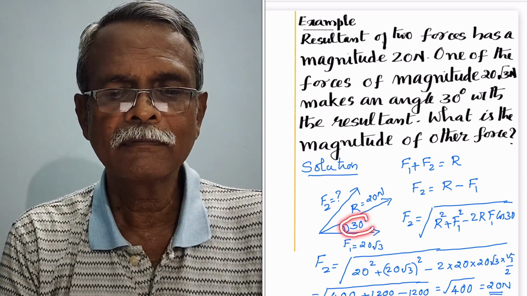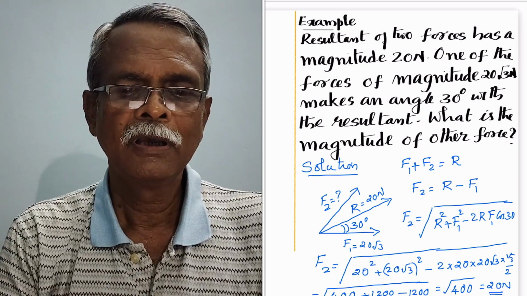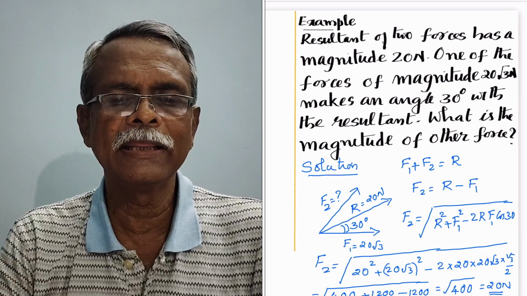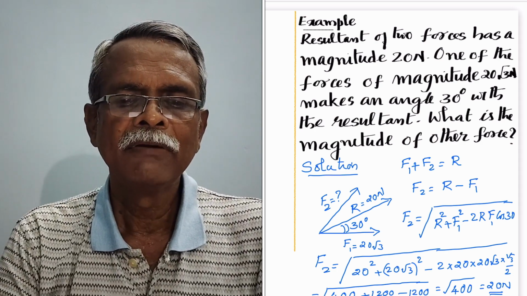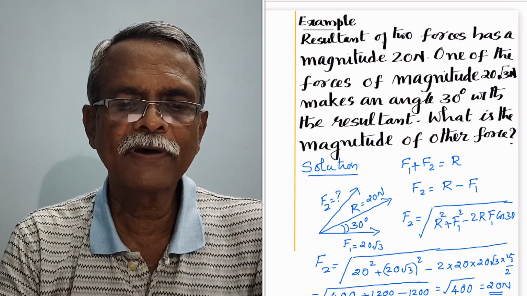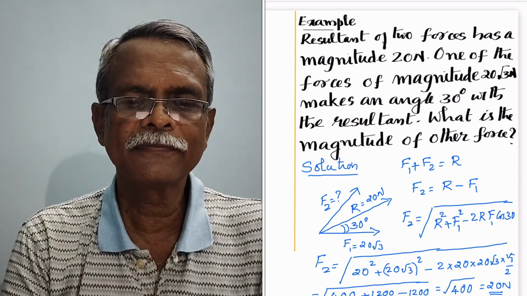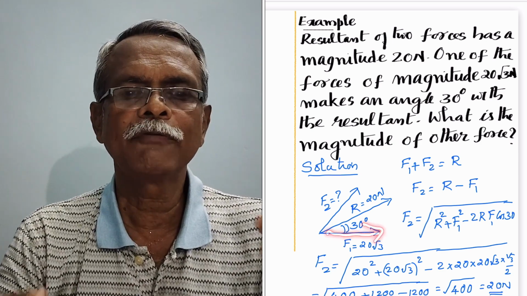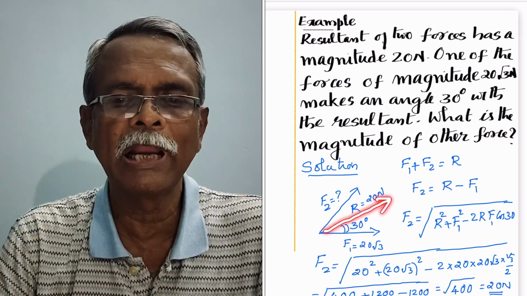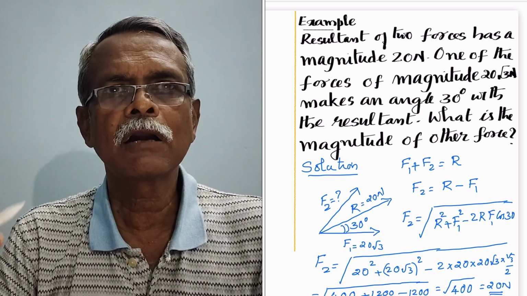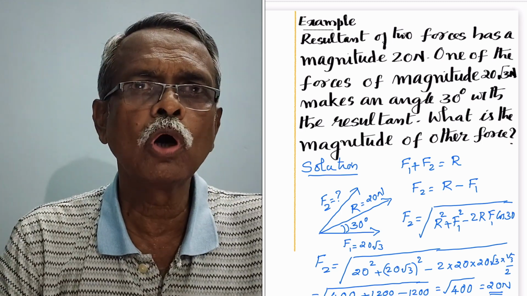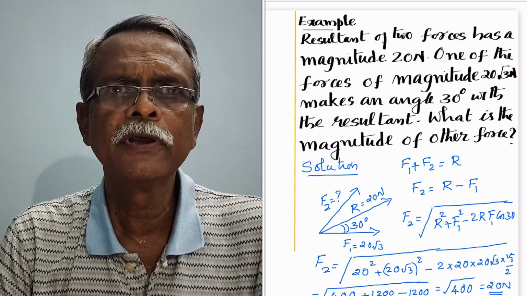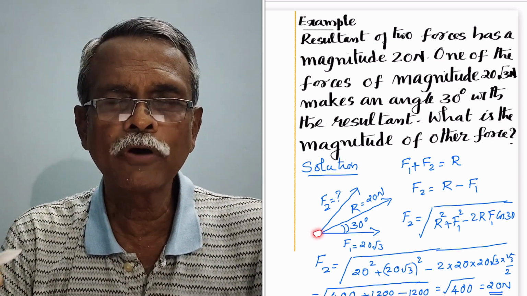Now it is very simple to do. We have F1, we have R. Those two are inclined at an angle 30 degree. Therefore, you simply find the difference between R and F1. That is, actually you take F1 like this and add. But we don't need to do that because we have the formula for R minus F1. R minus F1 will be square root of R square plus F1 square minus 2R F1 cos 30.